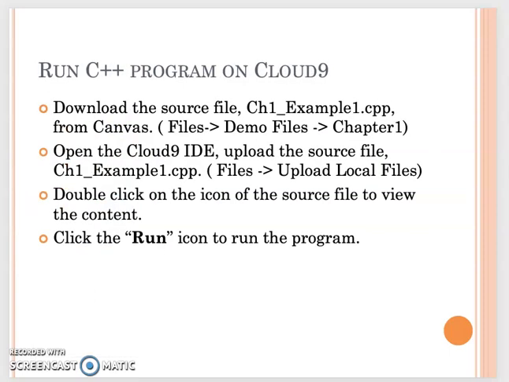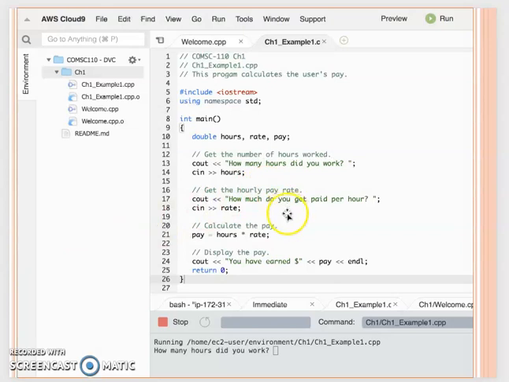Okay, so earlier in the previous video I showed you how to run the C++ program on different IDEs. I didn't use Cloud9 because Cloud9 is very intuitive. You just need to upload the local file and you can run that. That's why I only show you the screenshot. For example, in Cloud9, you have COMSC110, you upload the example 1.cpp file, and then you can open that. Then you can run it, and the console shows the output underneath. Okay, so let's continue.